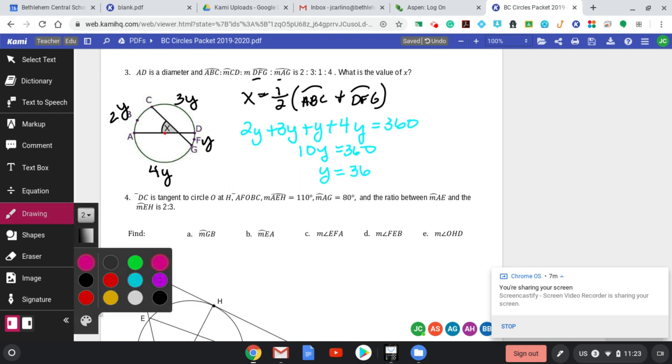Okay, so let me go back. So this is going to be equal to 1/2. ABC is labeled as 2y, so 2 times 36 is going to be 72, plus arc DFG, which is just labeled y, so that'll be plus 36. So that'll be equal to 1/2 of 108, which is equal to, I believe, 54 degrees.